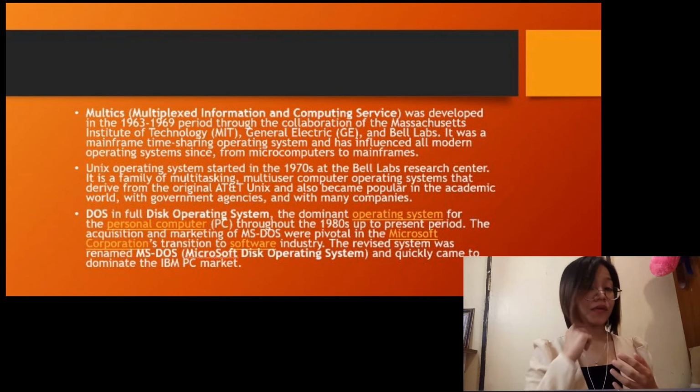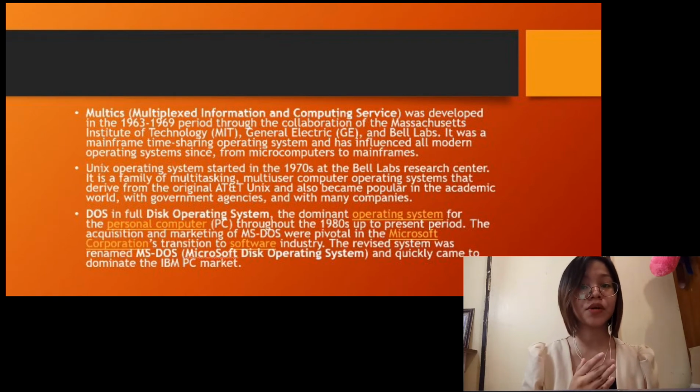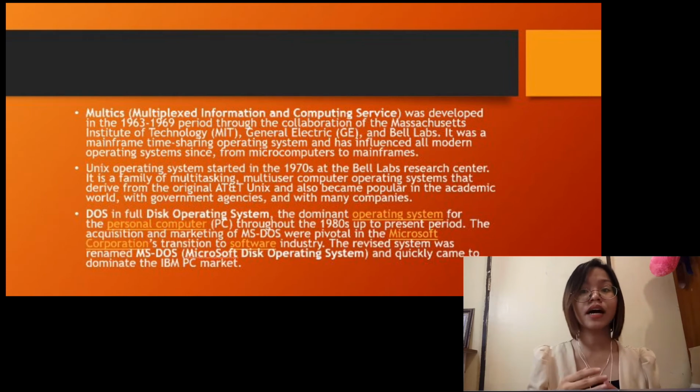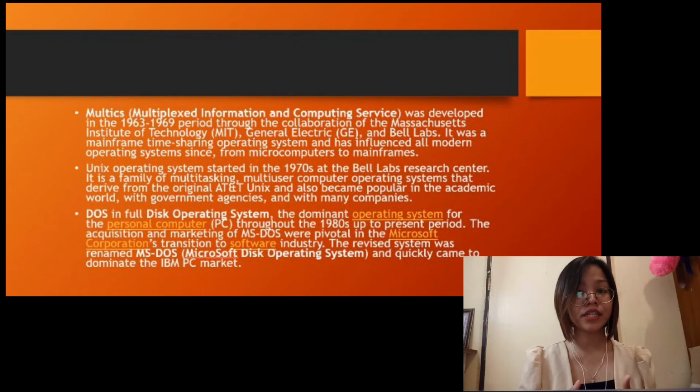And now, in our generation, DOS became the dominant operating system for the personal computer, PC, throughout the 1980s up to the present period. The acquisition and marketing of MS-DOS were pivotal in the Microsoft Corporation's transition to the software industry. The revised system was renamed MS-DOS, or Microsoft Disk Operating System, and quickly came to dominate the IBM PC market.